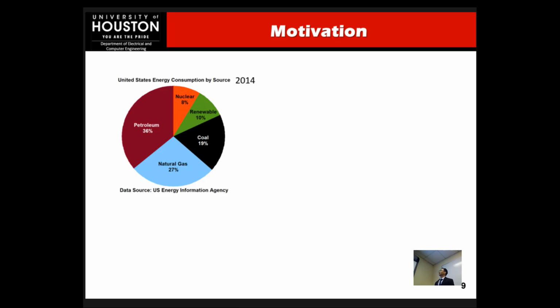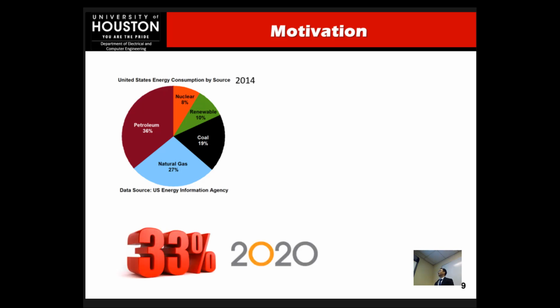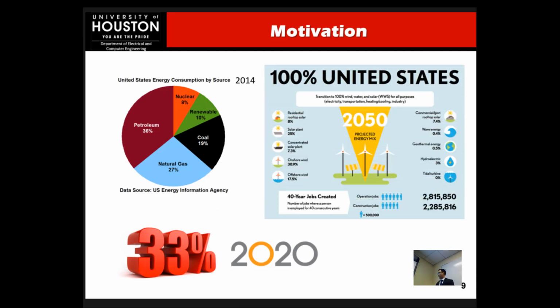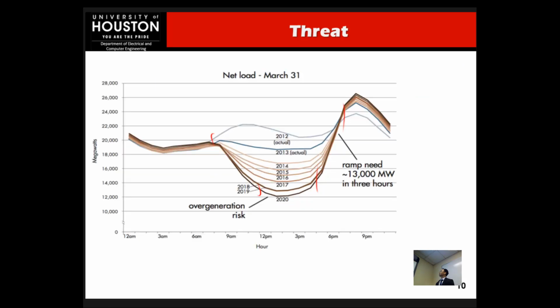Due to environmental policy and the cheap installation cost of solar panels, more and more renewable energy will be generated in the future. For example, California targets 33% of energy consumption to come from renewable energy in 2020, and it will continue to increase in the future. Of course, renewable energy brings a lot of benefits, but it also introduces a new threat into the power system.